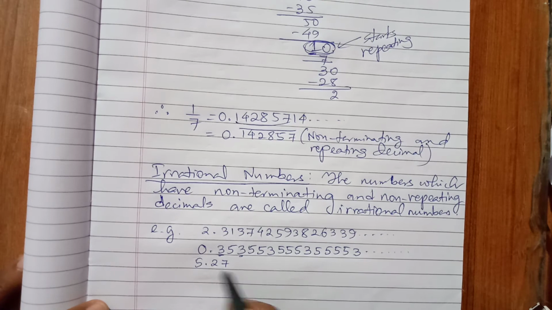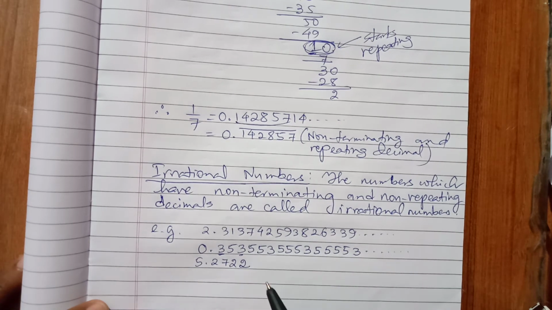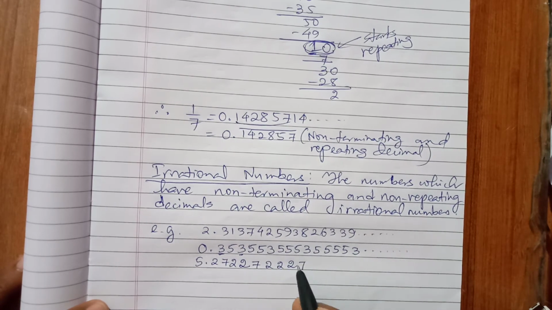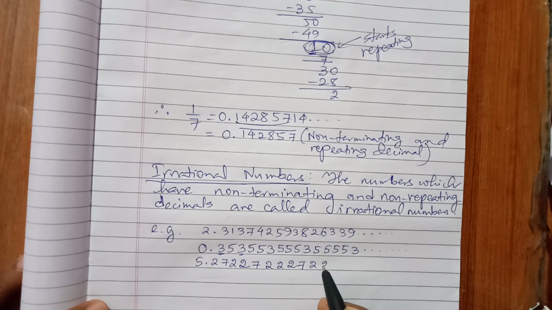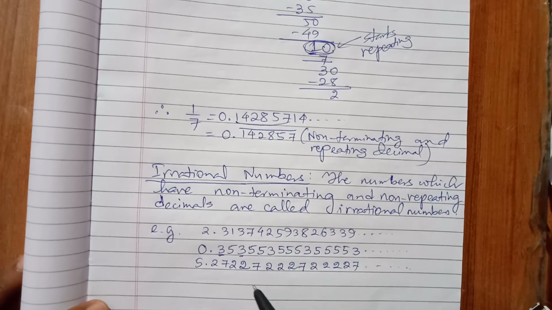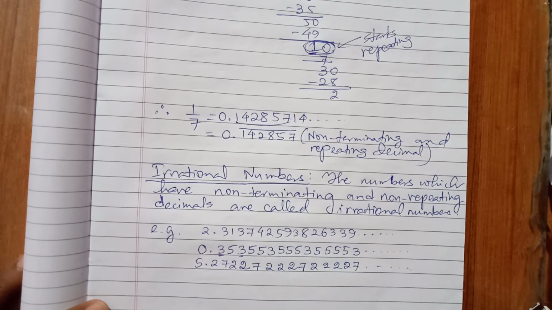So 2 single here, now I'll put double 2s here, then single 7 only, then I'll put 3 2s, then 7 here single, now 4 2s, then 7. And this is an example of non-terminating and non-repeating decimal. So these are the examples of irrational numbers.